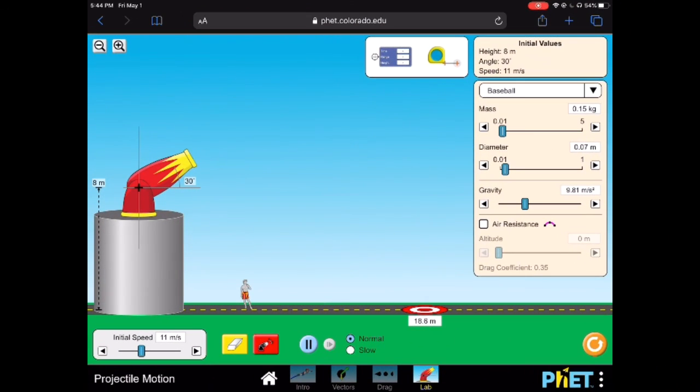So okay guys, as you can see, I have set up this simulation exactly based on the question that we had. So the height is 8 meters, the angle is 30 degrees, and if you look at the left bottom corner, the initial speed is 11 meters per second, and I have placed a target 18.6 meters away from this cylinder or building or whatever it is. So I'm going to launch it. It should fall exactly on the target if my calculations and my equations were correct.